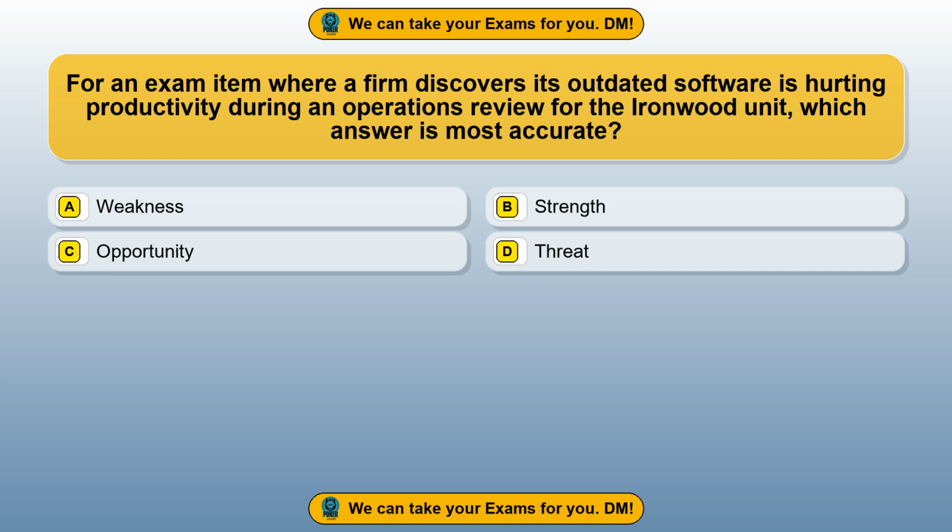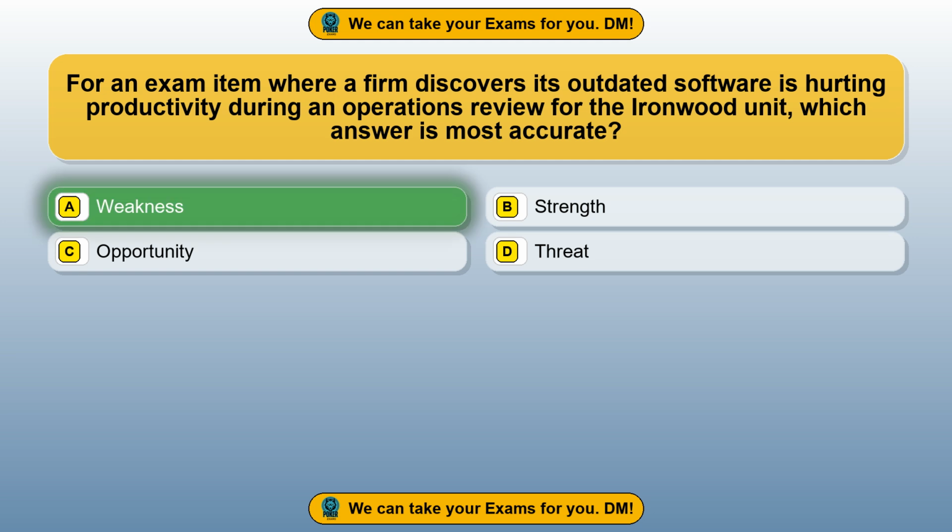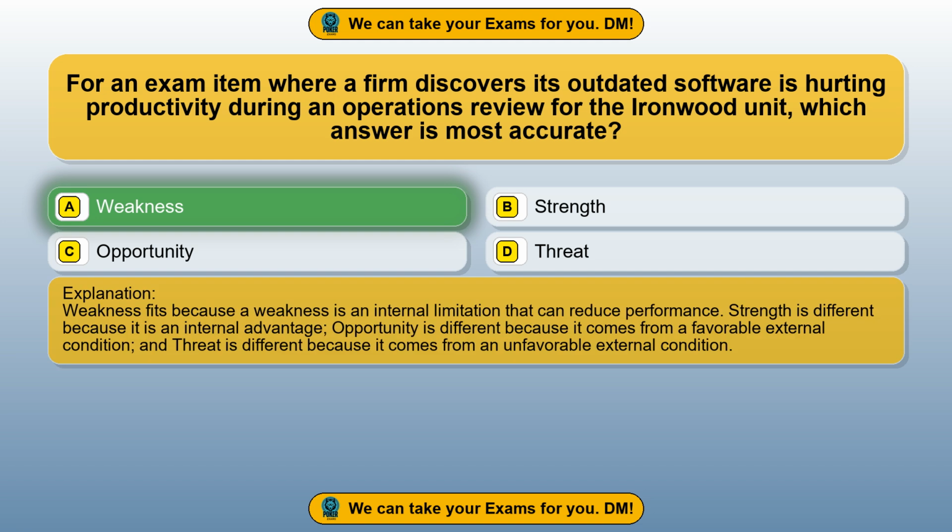Question 52. For an exam item where a firm discovers its outdated software is hurting productivity during an operations review for the Ironwood unit, which answer is most accurate? Option A, weakness. Option B, strength. Option C, opportunity. Option D, threat. The correct answer is option A, weakness. Weakness fits because a weakness is an internal limitation that can reduce performance.